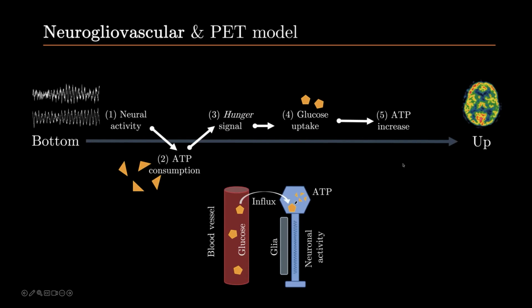Where does the FDG-PET signal come from now? As I said before, FDG is more or less equivalent to glucose for the body. So when the tissue takes up glucose, it also takes up FDG, 18-FDG. And the detector knows where this 18-FDG is because of the positron-electron annihilation. So this is what gives us a PET signal.